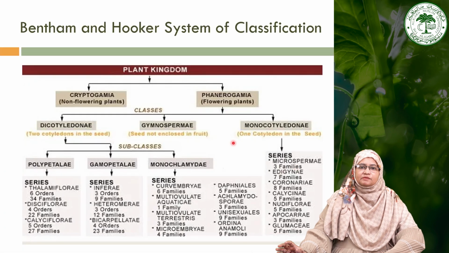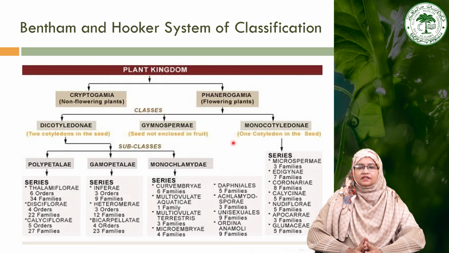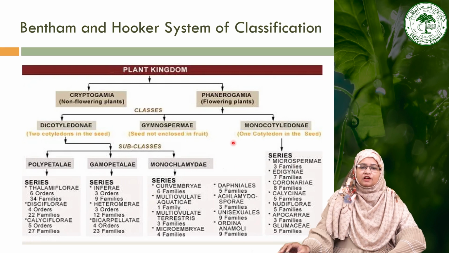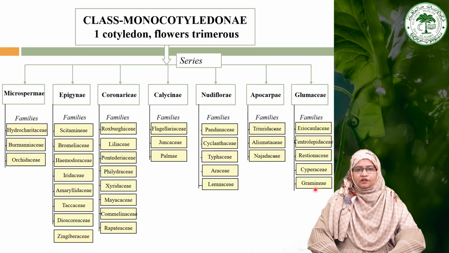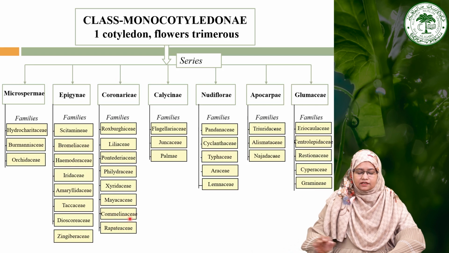Now, moving toward the systematic position of this family, according to Bentham and Hooker, it is placed in monocotyledons and in the series Coronariae. Earlier we discussed one family from this series, the Liliaceae family, and today we will discuss the Commelinaceae family. So here is the position of the Commelinaceae family in the series Coronariae.